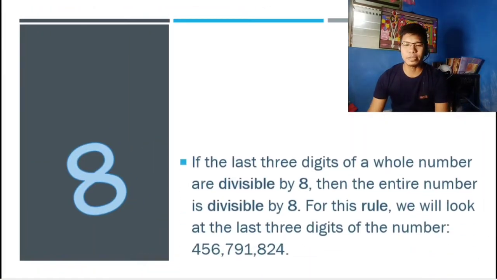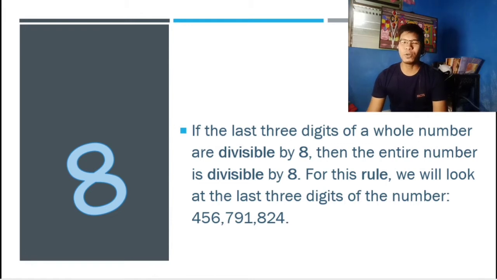Okay, let's have the rules. If the last three digits of a whole number are divisible by 8, then the entire number is divisible by 8. So for this rule, we will look at the last three digits of the given number. Let's say, for example, we have a large number given by 456,791,824. According to the divisibility rule for 8, all you have to do is get its last three digits. And if the last three digits of that number are divisible by 8, we can say that the entire number, that large number, is divisible by 8.